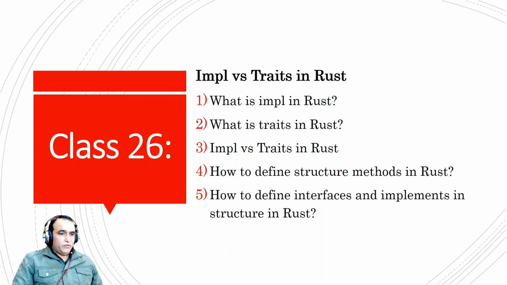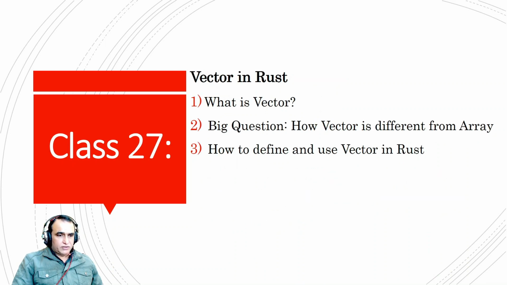In the last video we understood the difference between impl versus traits in Rust. Now in this video we are going to understand vector in Rust. So the first question is, what is a vector? Simply put, a vector is a data structure like an array in which we have multiple values.